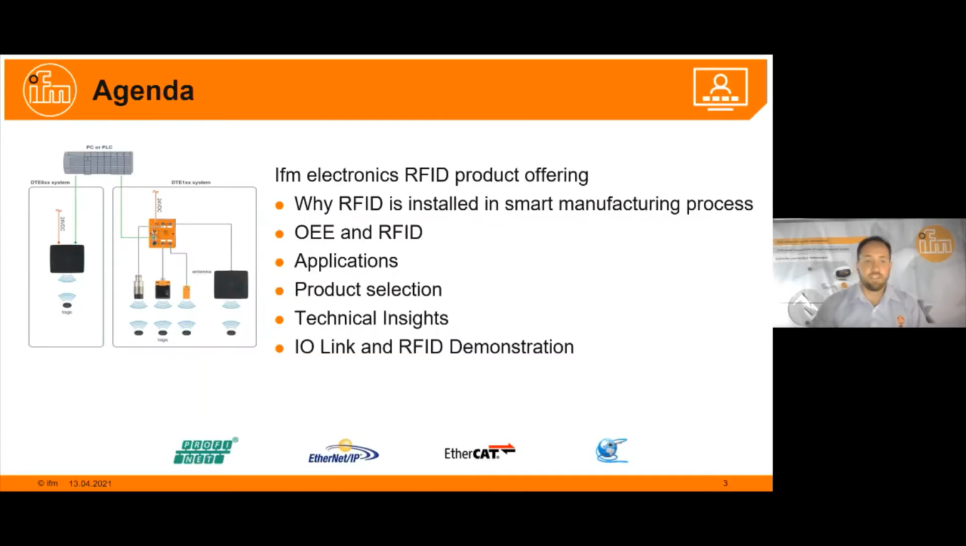So what we'd like to cover today is IFM Electronics RFID product offering. And in order to do that, we need to actually give some reasons why RFID will be installed into manufacturing processes or smart manufacturing processes. We need to discuss OEE and applications for RFID, some product selection tips, technical insights, and IO-Link most importantly, and RFID, a small demonstration just to get you started and thinking towards the new technology.